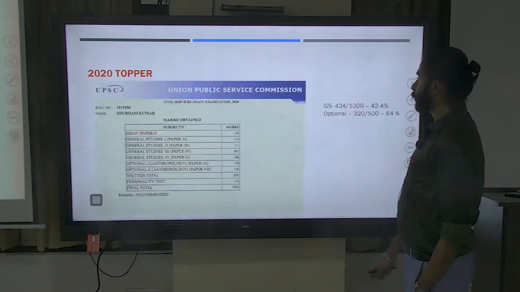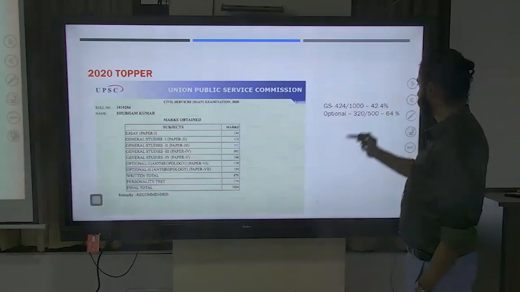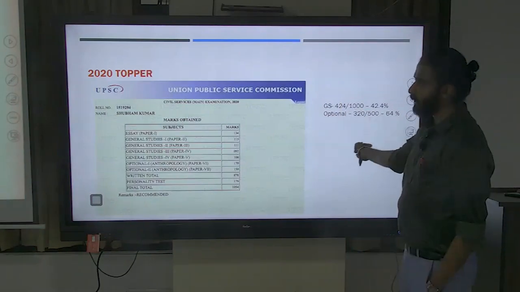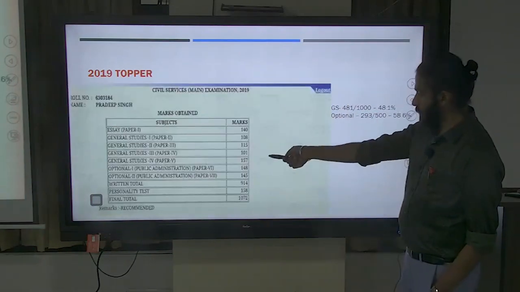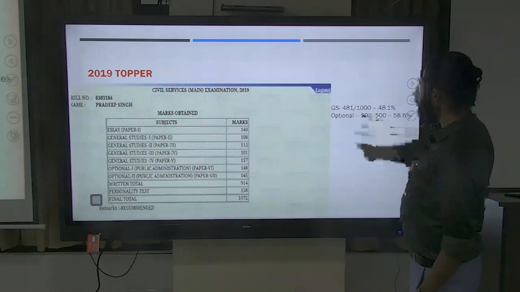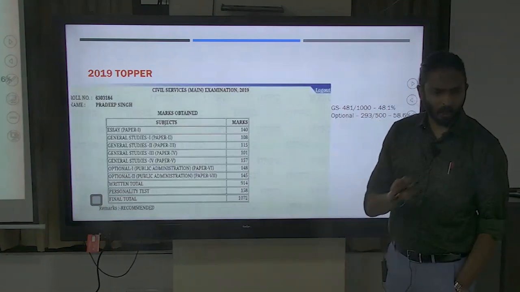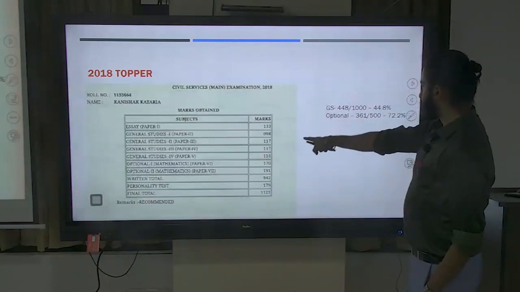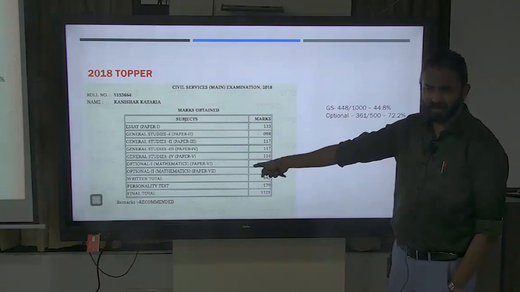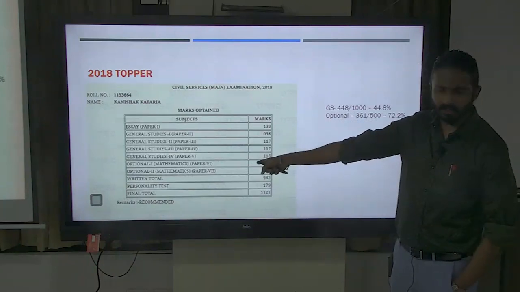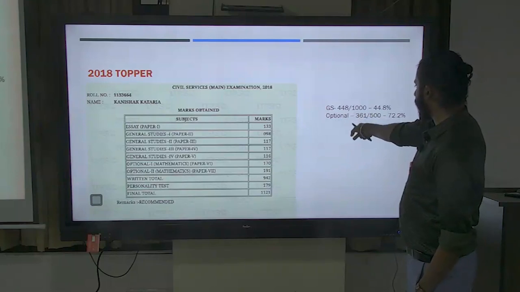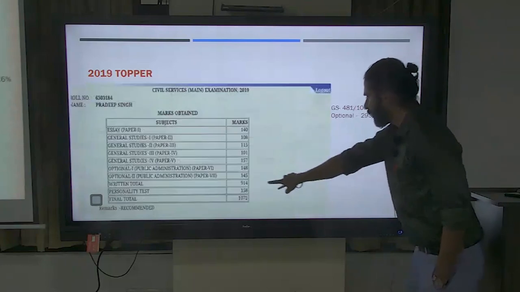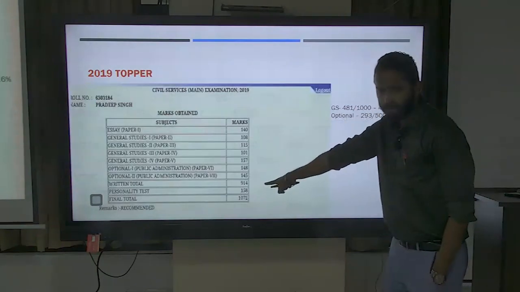Then the 2020 topper, Shubham. GS, 424, whereas optional, again 320. And the 2019 topper, a public administration student, Pradeep Singh, 481 in GS, optional 293. Last year, in all optionals, 300 was kind of the highest score. Kanishak is the one who scored 360 in maths optional. It is a rarity; nowadays they don't give these high marks, 360 in maths optional, so 448 in GS and 360 in the optional. Again, you can see the personality test mark, interview 179, 158. Pradeep Singh got only 158.